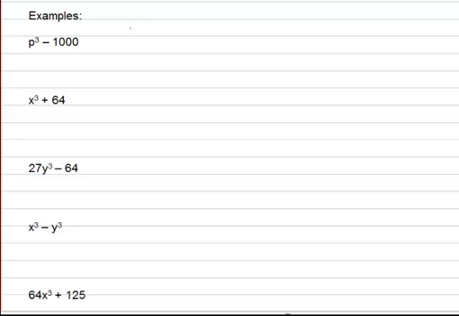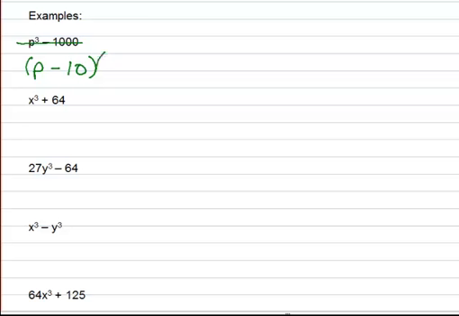All right, so we're going to do some practice on our perfect cubes. And of course, the first thing we do is make sure they're cubes. And p cubed, it's divisible by 3, that exponent, so we know that that's a perfect cube. We always keep the sign, and of course 1000 is 10 times 10 times 10, or 10 cubed. So the cube root of 1000 is 10.